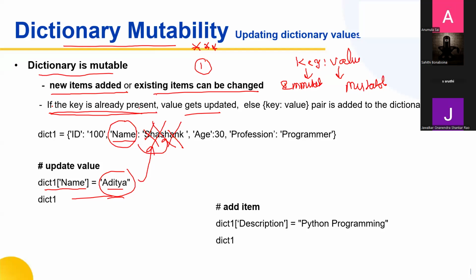The second point is, if the key is not available, then it is going to add a new key and value. See here. Now, the description is not there. So this dictionary will add one more key called description with Python programming. Is it okay for all of you? I will wait for one minute. Any questions on this point? Any questions on this updation?